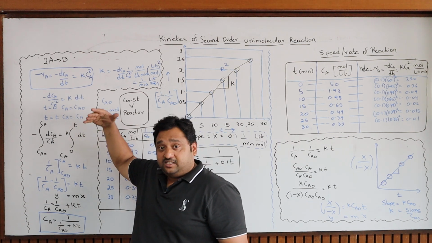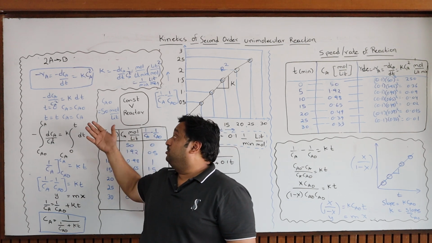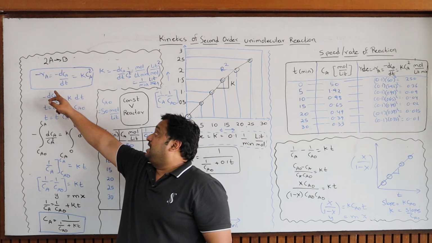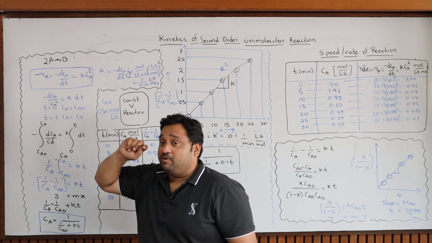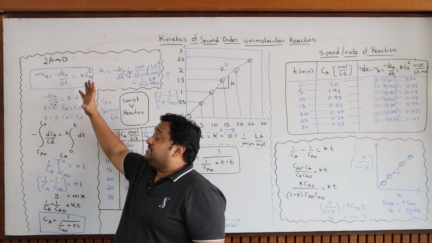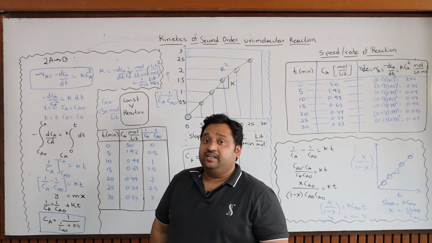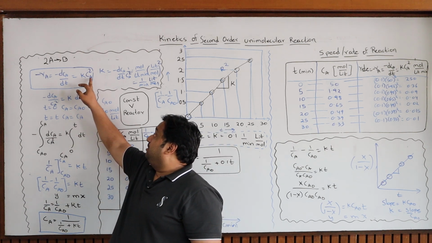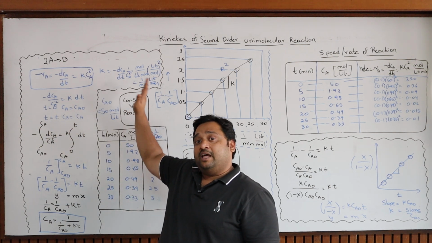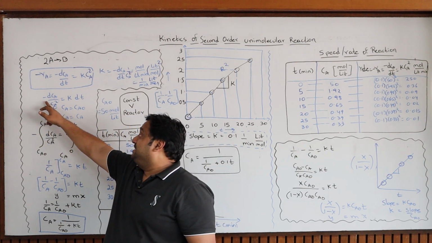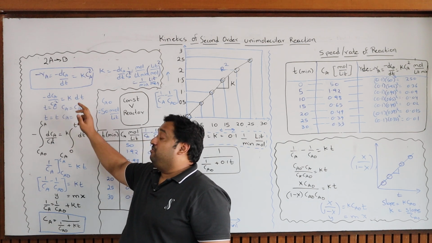Let us further do the process, and minus rA is equal to minus dCA by dt is equal to k CA squared. So let us integrate, because we are using the integral method of analysis, and bring all the concentration terms on one side, and time on the other side. You get minus dCA by CA squared is equal to k dt.